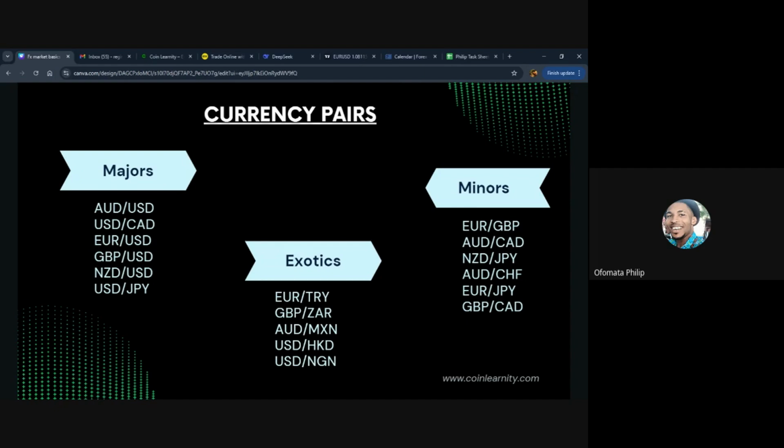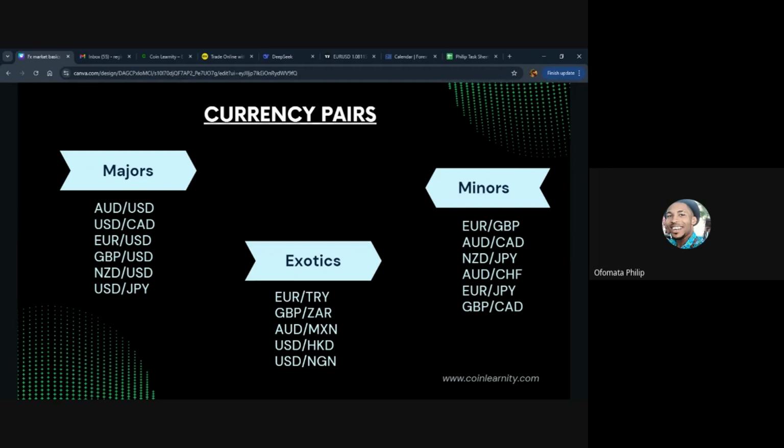Some examples of the exotic pairs have been listed here. You have the Euro Turkish lira, the GBP versus the South African rand, the Australian dollar paired with the Mexican peso, the United States dollar paired with the Hong Kong dollar, and the United States dollar paired with the Nigerian naira. All right, so these are the basic subdivisions of currency pairs we have in the foreign exchange market. The majors have the most liquidity, followed by the minors, and the least traded, where there is a very, very small amount of liquidity, are the exotic pairs.